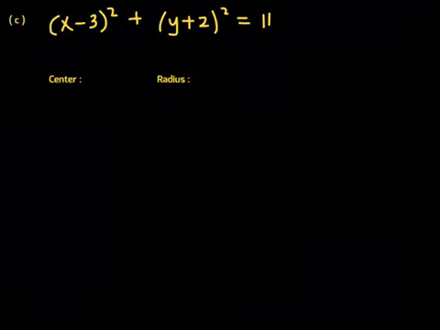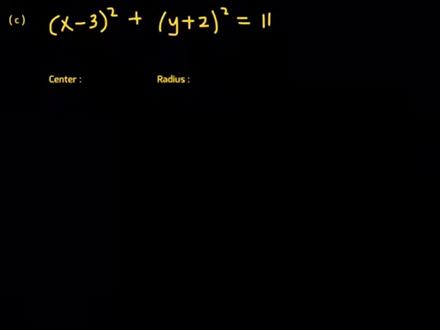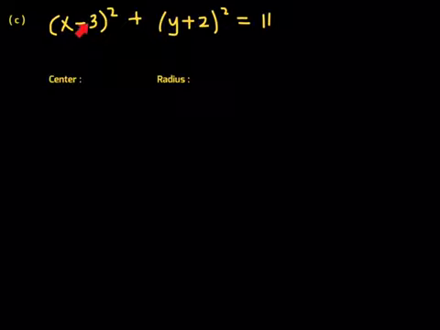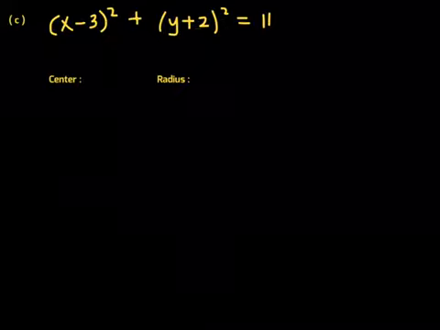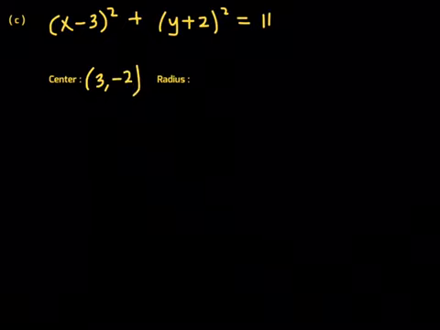All right, you guys, our next question. (x - 3) squared plus (y + 2) squared is equal to 11. Now, if you remember what we said a few minutes ago, we want to take the opposite of what we see, right? So here, because I see -3, I'm going to say my center starts at +3 and then -2, okay? +3, -2. That's in quadrant number 4.